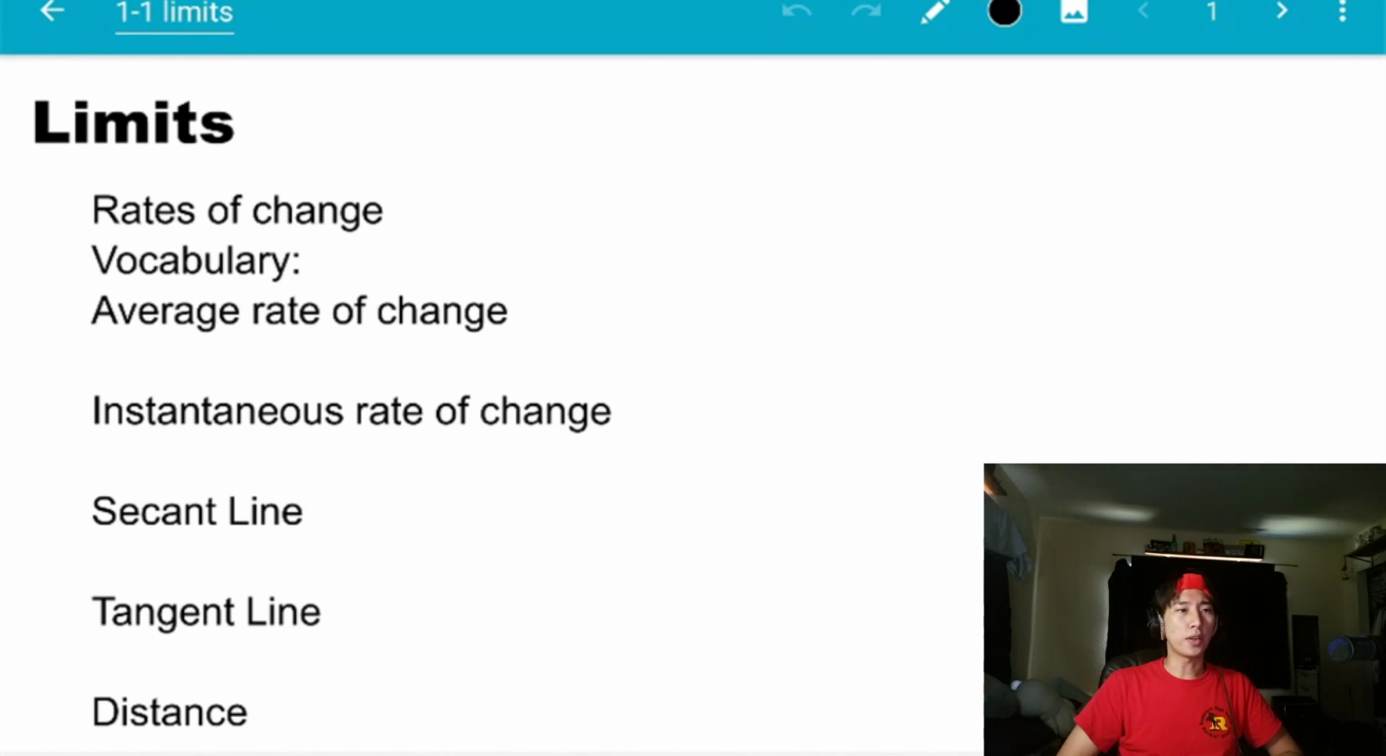When we're doing some of our rates of change stuff, there's a few vocabulary terms that you need to know: average rate of change, instantaneous rate of change, secant line, tangent line, distance, and something called displacement.